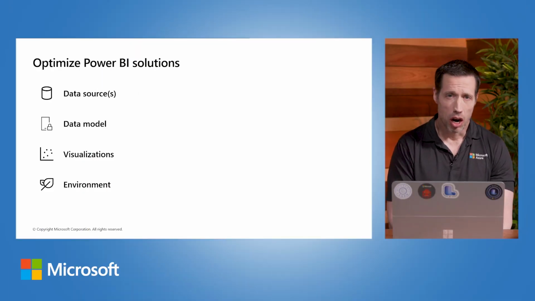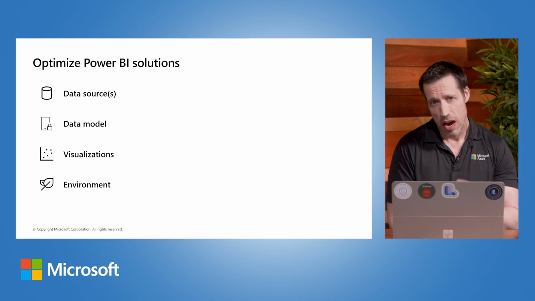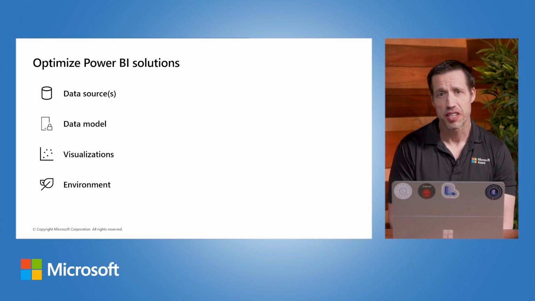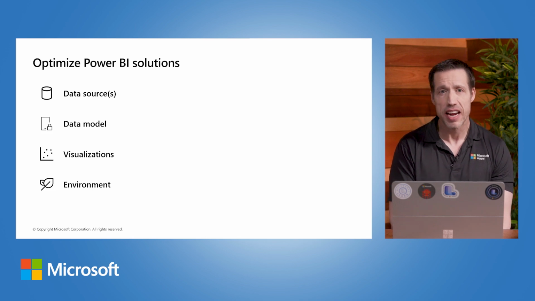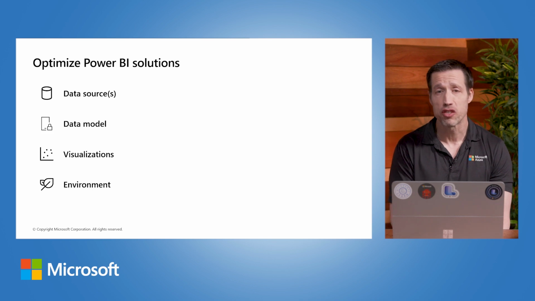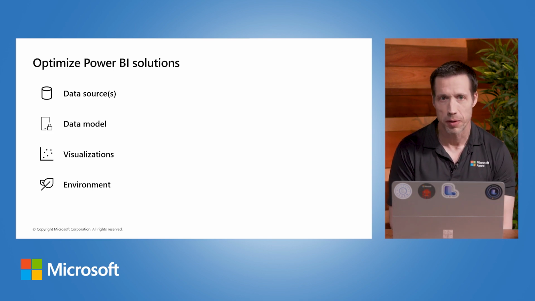Here they are, our prime suspects. Optimizing your report solutions can take place at the level shown here. Typically, if the data is accessed through DirectQuery, or we're relying on the data source performance in our models, then the data source is the prime suspect.